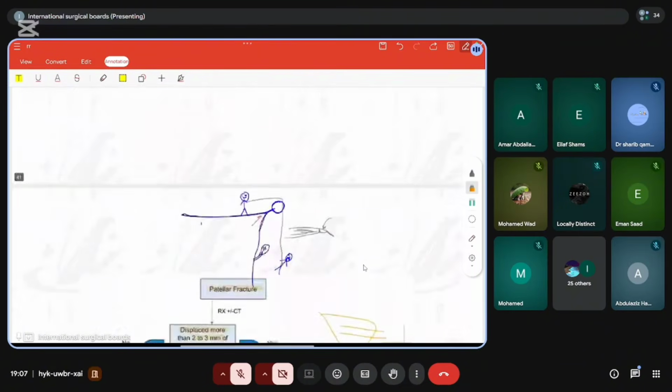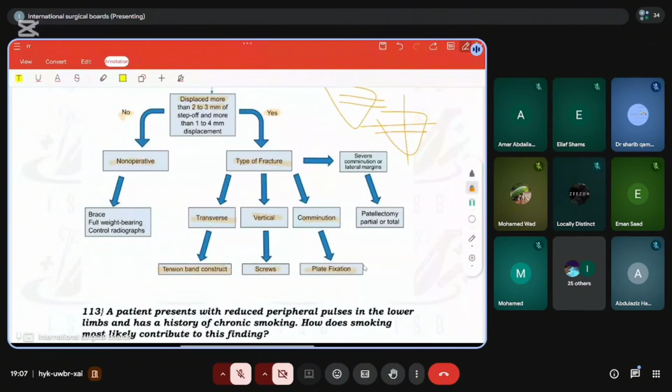Okay, so again, guys, to summarize, if we need surgery, it must be displaced more than 2 to 3 millimeters. If it's split into upper and lower halves, tension band. If right and left halves, screw. If multiple pieces, plate. If it is impossible to bring it together during surgery, if it's comminuted, then we have nothing to do. We need to do patellectomy, but keep in mind, it's usually a bad option. You keep it in the end.